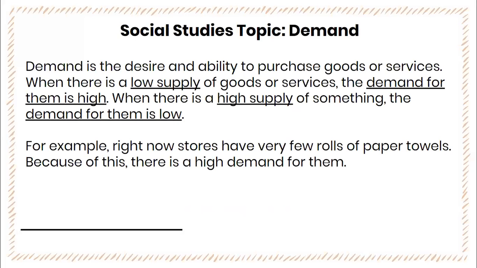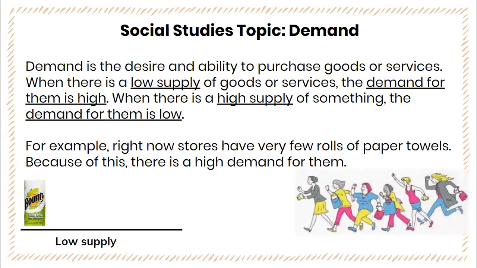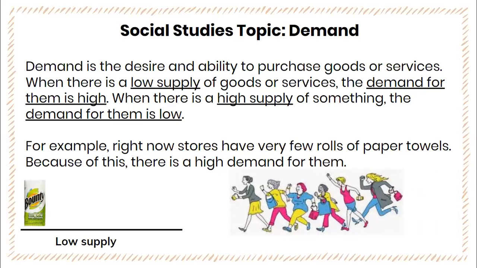For social studies, the topic is demand. Demand is the desire and ability to purchase goods or services. When there is a low supply of goods or services, the demand for them is high. When there is a high supply of something, the demand for them is low. For example, right now, stores have very few rolls of paper towels. We call this low supply. Because of this, there is a high demand for them. Many people want them, so there is a high demand.